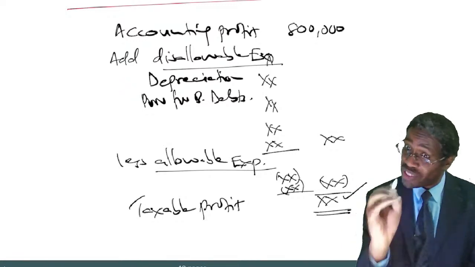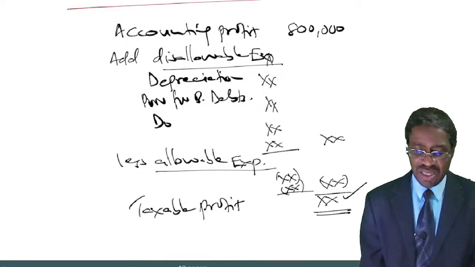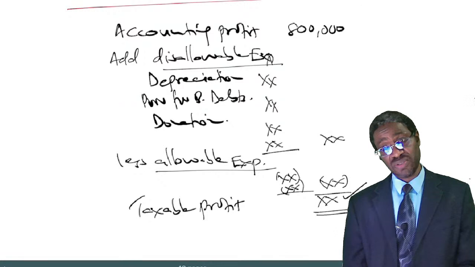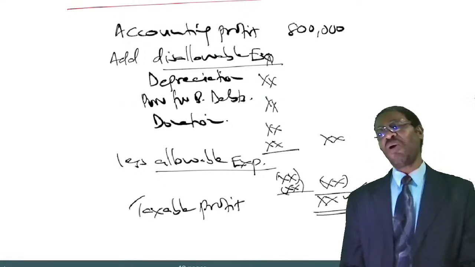When expenses are overcasted, profit is undercasted. So to compute the true profit according to the taxman, you will come and add back that donation. Okay? Now, an example of allowable expense.